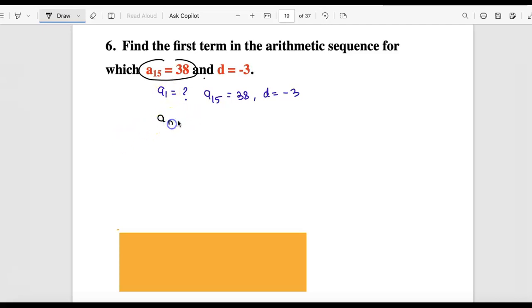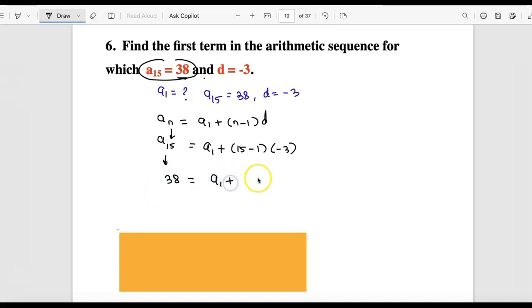So let's go ahead and write our general formula: a1 plus n minus 1 times d. That's my general formula. Now since the question is talking about a sub 15, can you tell me what is my value of n? Yes, you are right, n is 15, and a sub 1 I do not know. And what is my d? That's negative 3. So what is the value of a sub 15 in this question? That's your 38, so I can write 38 over here. A sub 1 I still don't know, and this is my 14 times negative 3. So let me write it over here, 14 times negative 3.